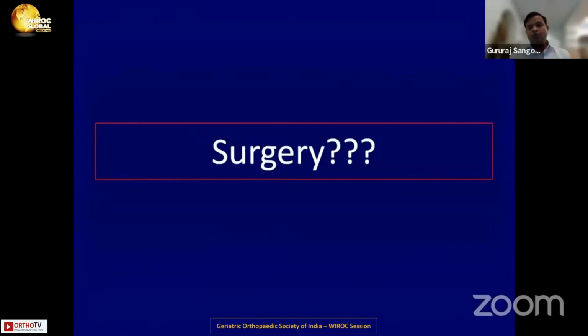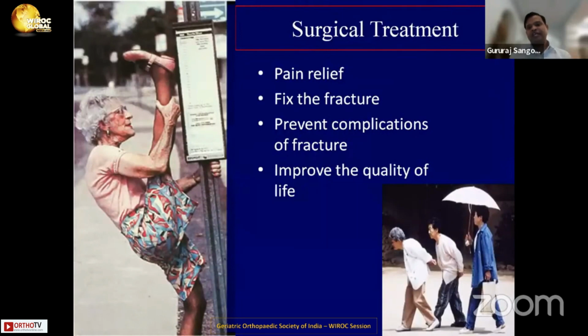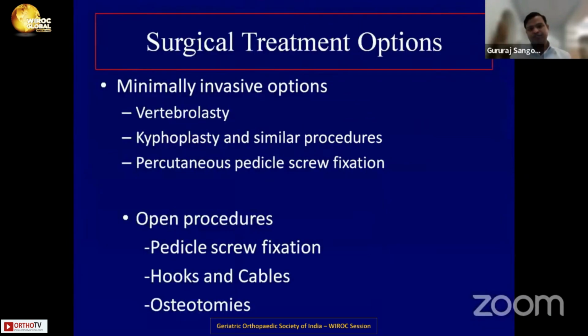So then, when is surgery indicated? Surgery is indicated for pain relief in these patients, to fix the fracture for instability, to prevent complications like neurological deficits, and to improve the quality of life in these patients. So what options do we have? We have minimally invasive options like vertebroplasty and kyphoplasty, and n number of similar procedures. We can do a percutaneous pedicle screw fixation. We have open procedures like pedicle screw fixation. We can use hooks and cables because they are superior to pedicle screws in osteoporotic bone. And we might have to do osteotomies when it comes to a kyphotic osteoporotic spine.